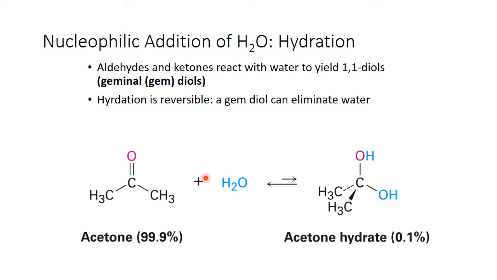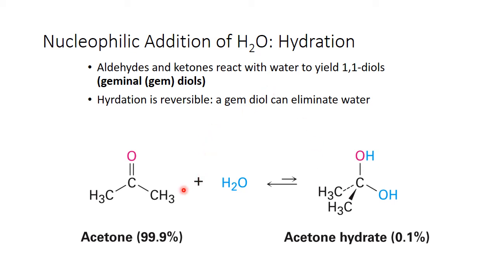Now, the equilibrium, except for formaldehyde and a few other aldehydes, is very much over toward the unhydrated aldehyde or ketone. But you have to realize that this is happening whenever you have an aldehyde or a ketone in water. This is called a geminal diol. Geminal means on the same carbon. It comes from the Greek term for twin. And so a geminal diol has twins, two alcohol groups on the same carbon.